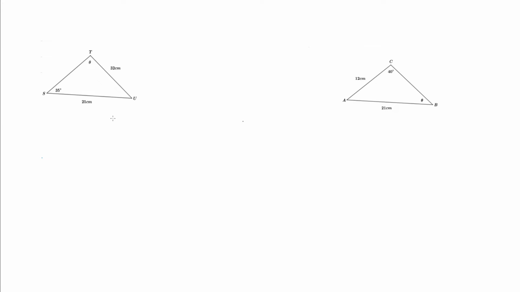Okay, so if we're going to do this, again, we're going to use the formula. If you remember, the formula is sine A over A equals sine B over B. Everything is going to stay the same, nothing changes. So theta is the parameter that we want to find. So I'm going to say sine theta over the opposite length of theta. The opposite length of theta is 21, equals to, now let's look at the 35. So sine 35 over the opposite length to 35, which is 32.